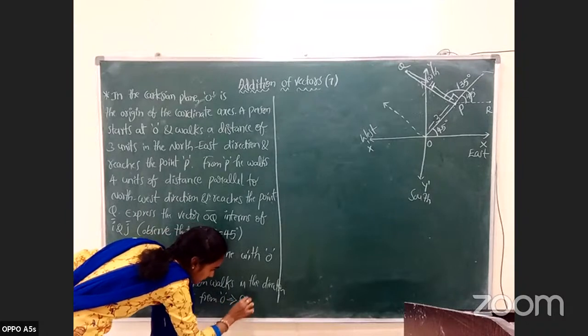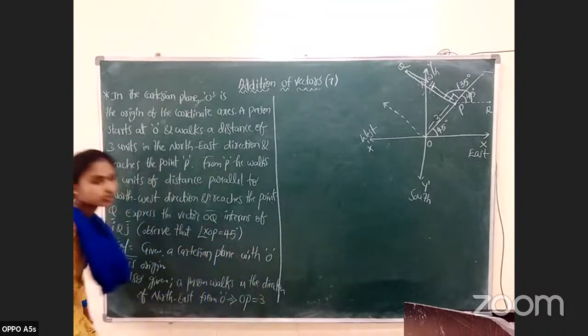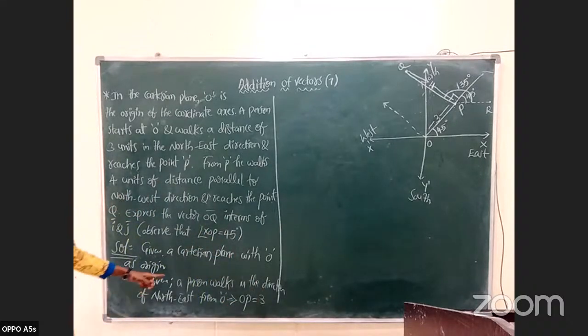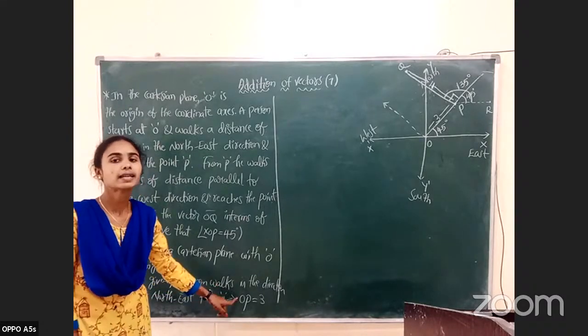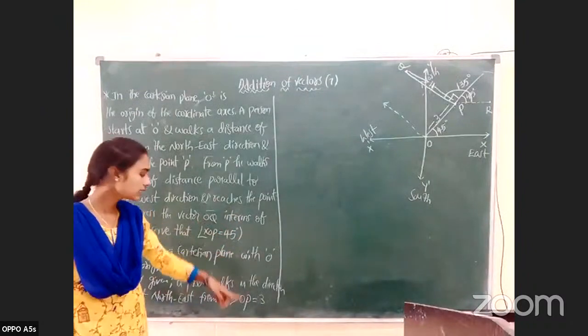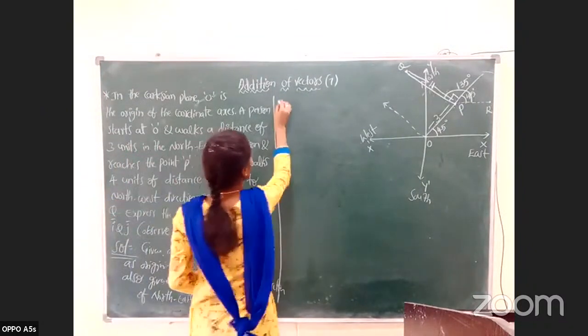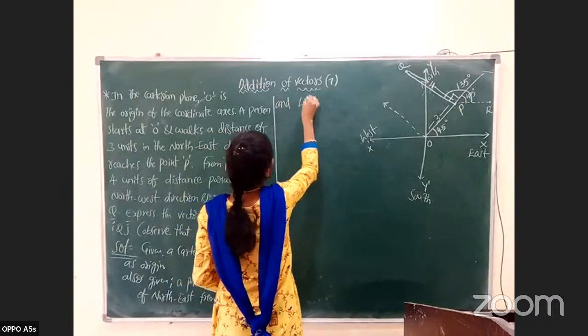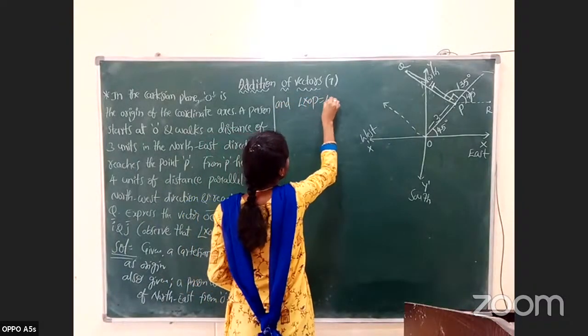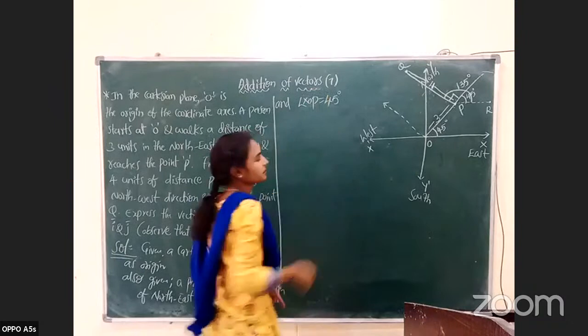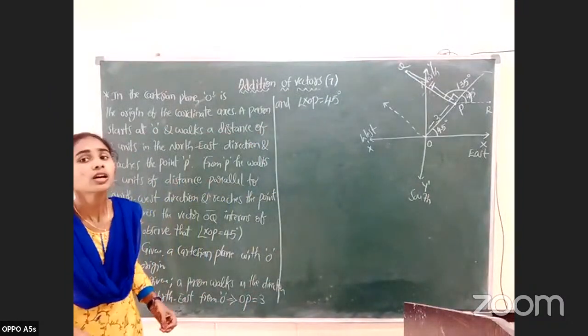That implies OP is given as 3 units. A person walks in the direction of northeast from O. That implies the distance from O to P is 3 units. To give the distance from O to P, and also given the angle XOP is equal to 45 degrees.